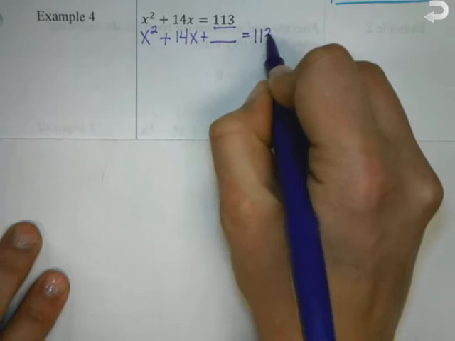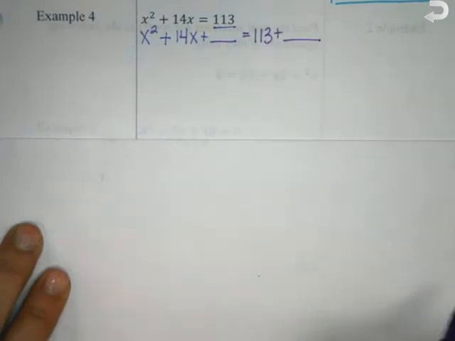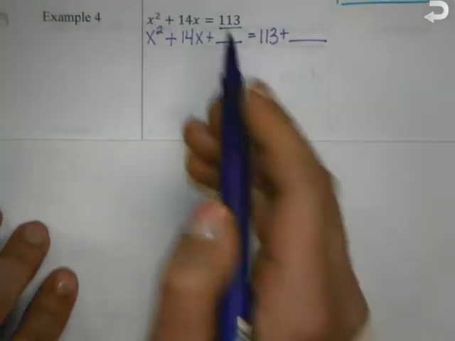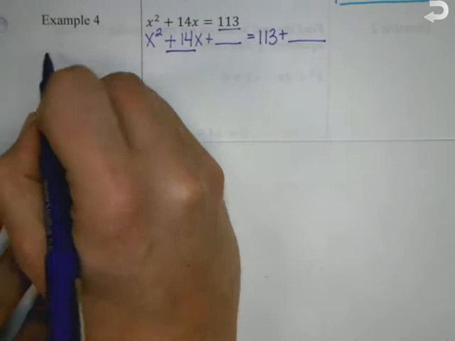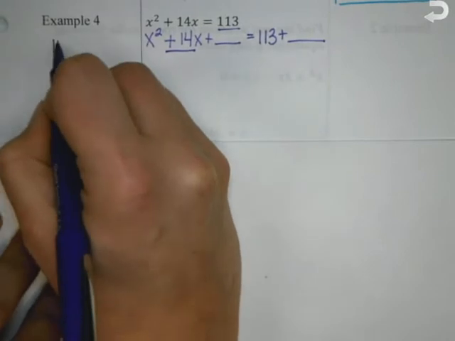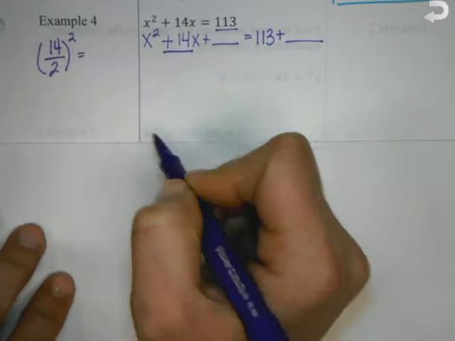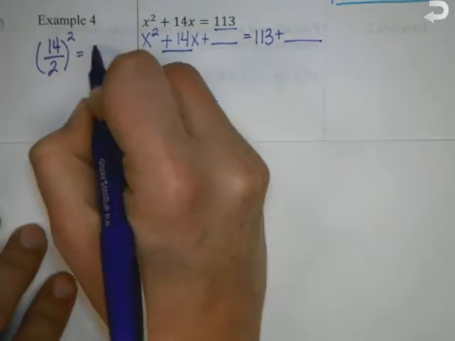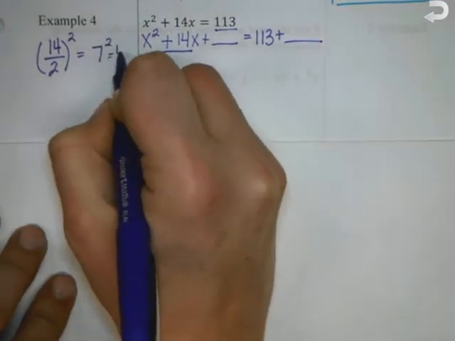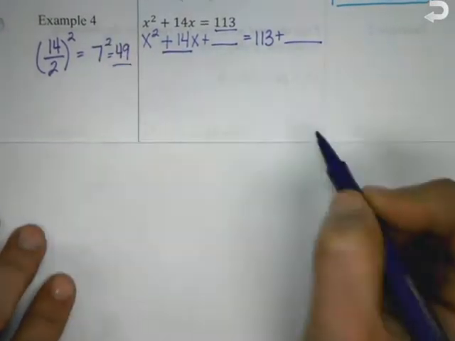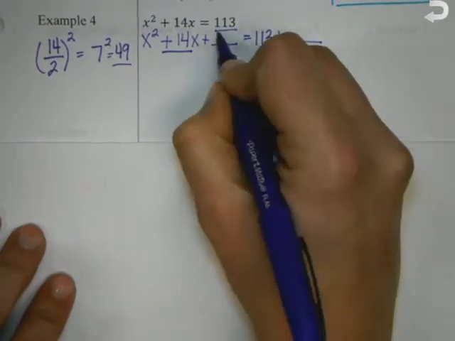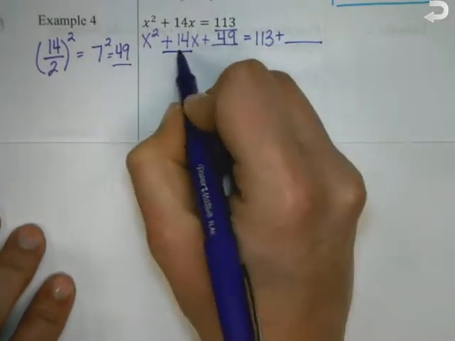So I take the middle term, which is +14. So 14, I divide it by 2, and then I square it. 14 divided by 2 gives me 7, and 7 squared gives me 49. So 49 is going to go into those blanks. So this is going to be x squared plus 14x plus 49 is equal to 113 plus 49.